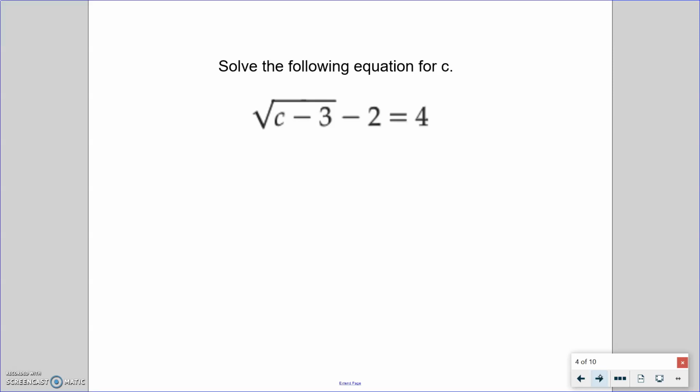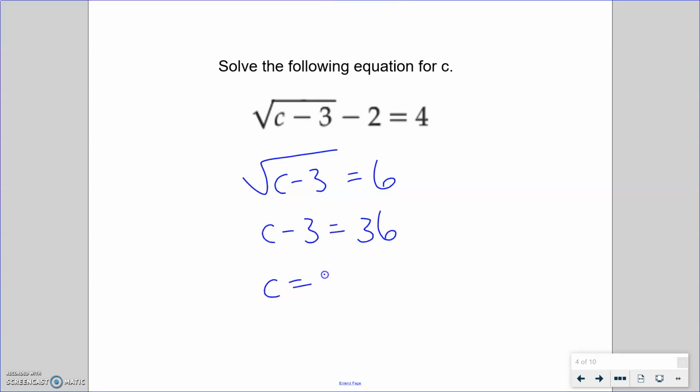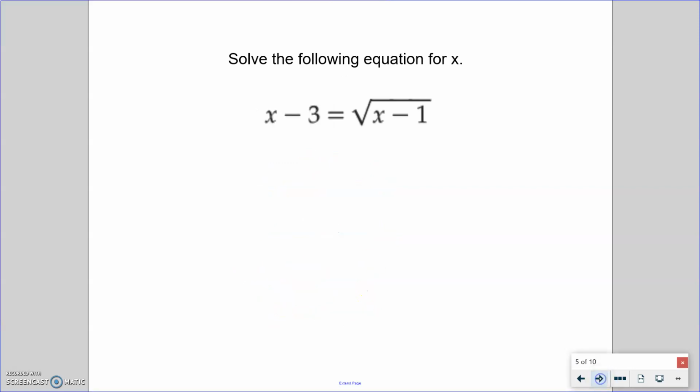All right, pause the video at this time and try this question. When you're ready, unpause it. All right, first step. Add 2 to both sides, square both sides, and then add 3. All right, let's try another one. Try this one. Pause the video when you are ready.